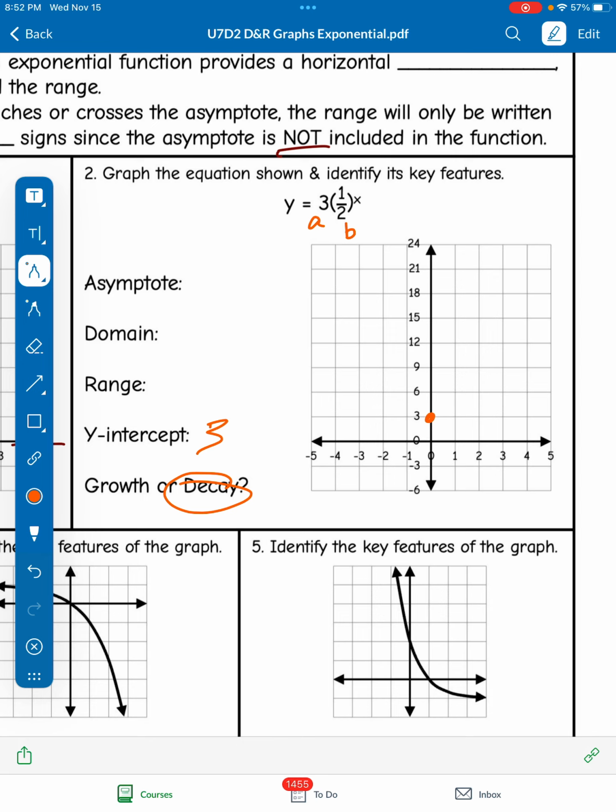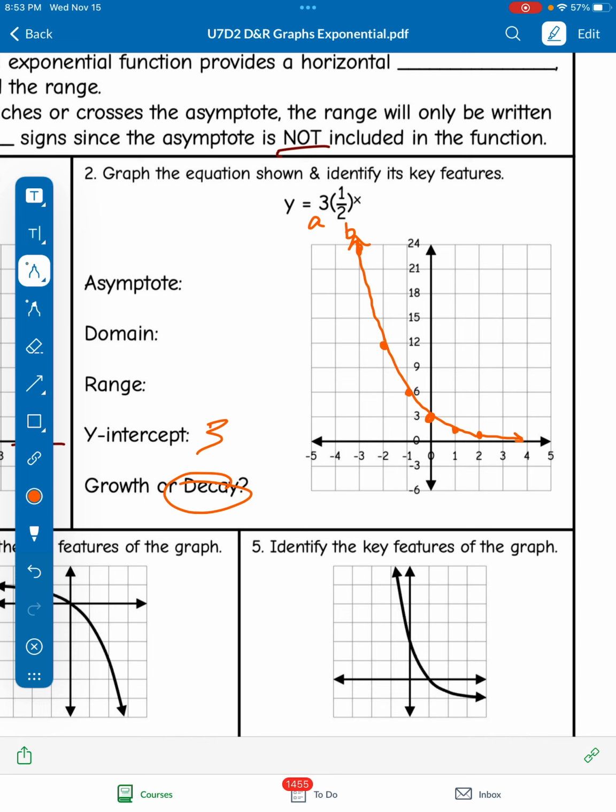Let's graph. So as I move from left to right, 3 times 1/2 is 1.5, which should be somewhere in there. 1.5 times 1/2 is 0.75. All right, those aren't very familiar numbers. So let's go the other way. Instead of multiplying by 1/2, let's multiply by 2 and go backwards. So 3 multiplied by 2 should be 6. 6 times 2 is 12. 12 times 2 is 24. Now it looks more like an exponential decay. And there we go. So there's my graph.